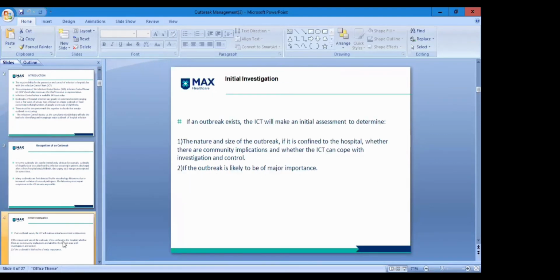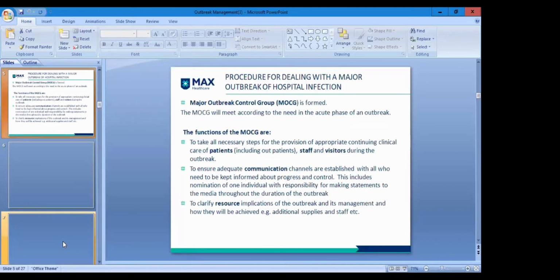The initial investigation is very important. If an outbreak exists, the infection control team will make an initial assessment to determine first the nature and size of the outbreak as it is defined to the hospital, whether there are community implications, or whether the ICT can cope with infection and control. Whether the outbreak is likely to be of minor importance or major importance, that is more important to us.